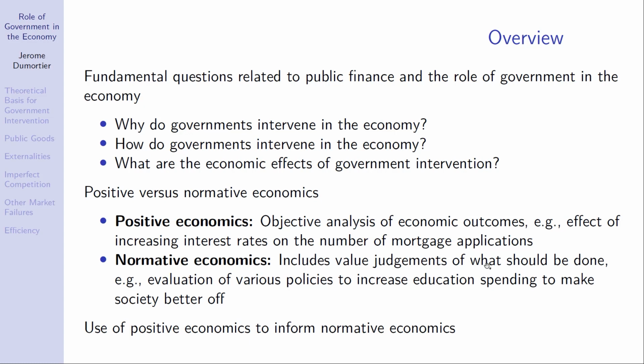And we will see, for example, that some of the reasons the government intervenes in the economy are associated with market failures. What we are going to see in this lecture is that implicitly we are making a difference between what is called positive versus normative economics. Positive economics is an objective analysis of economic outcomes. For example, what is the effect of an increasing interest rate on the number of mortgage applications? You can test this assumption empirically and you would find a result.